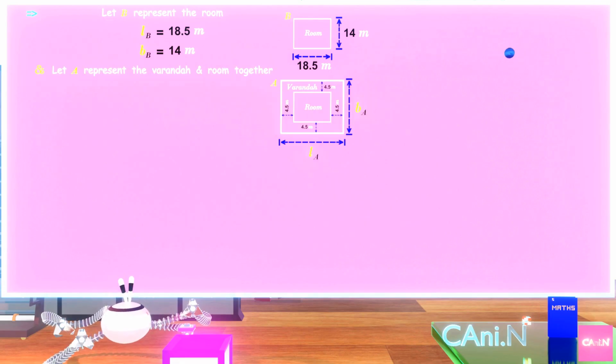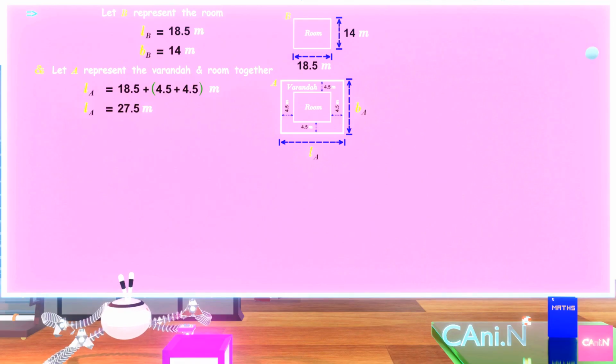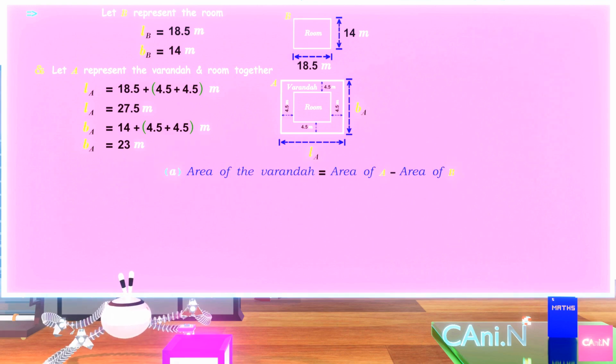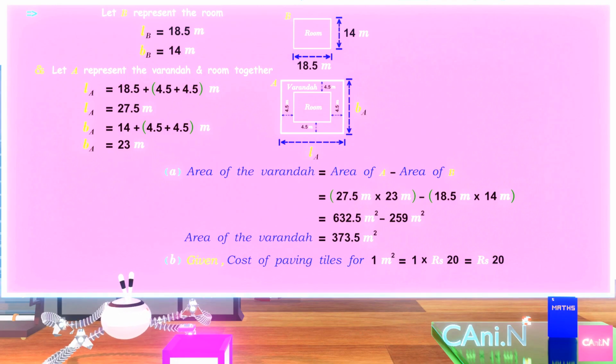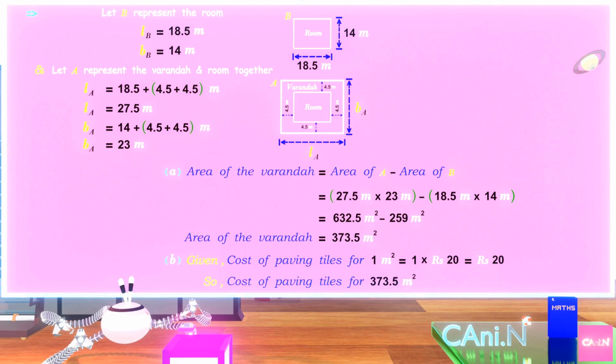And let A represent the veranda and room together. Length of A equals 27.5 meters. Breadth of A equals 23 meters. Now, area of veranda equals area of A minus area of B. Therefore, area of veranda equals 373.5 meters square. Now, given, cost of paving tiles for 1 meter square equals 20 rupees. So, cost of paving tiles for 373.5 meters square equals 373.5 into 20 rupees equals 7,470 rupees.